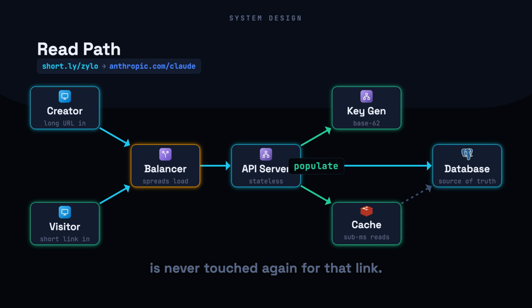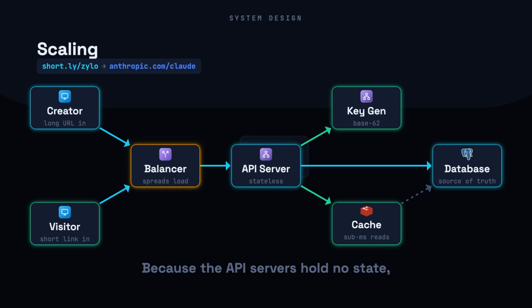Because the API servers hold no state, you scale read capacity by simply adding more of them behind the balancer. The cache means the database rarely sees the full request volume.